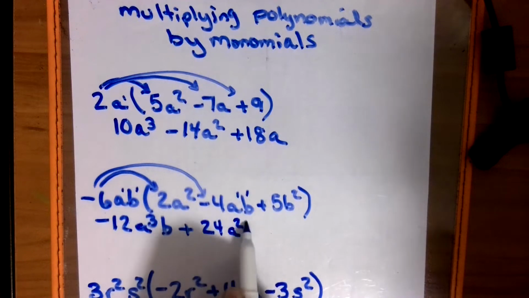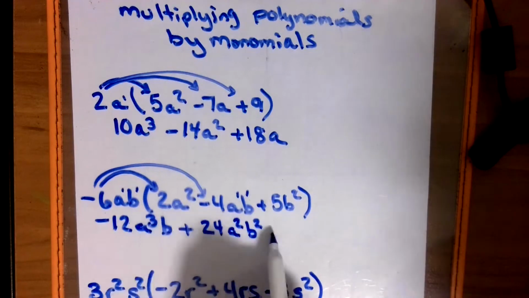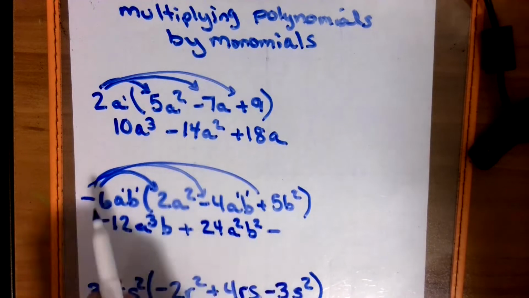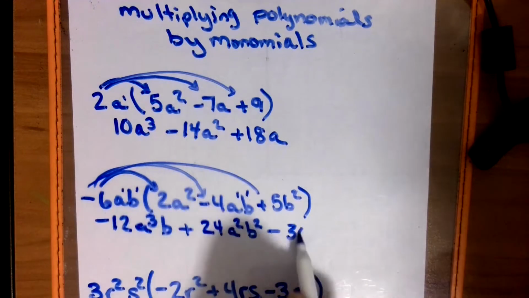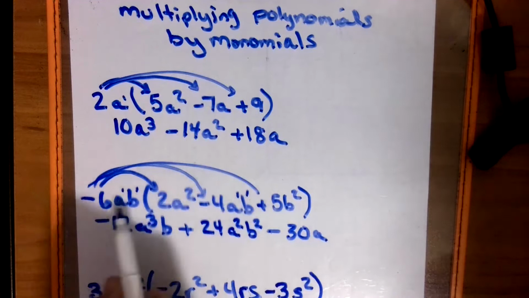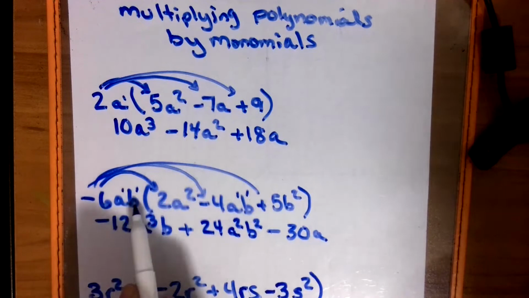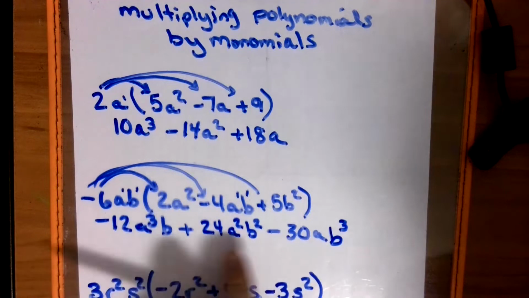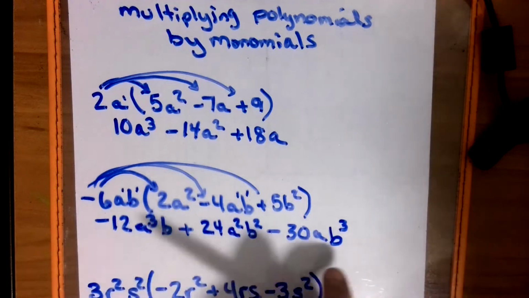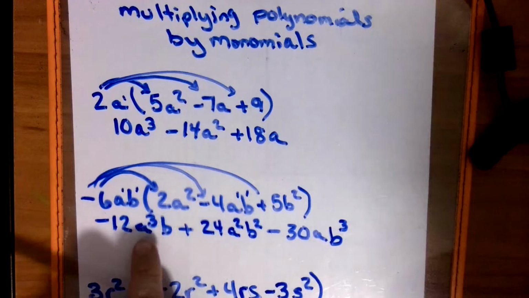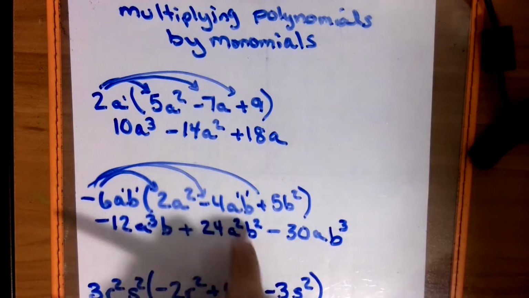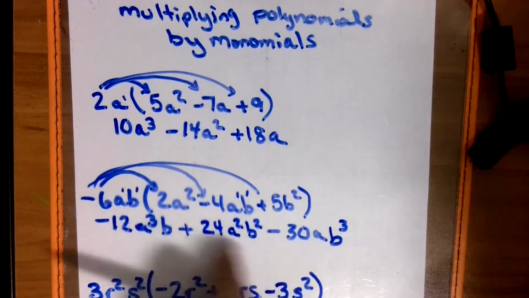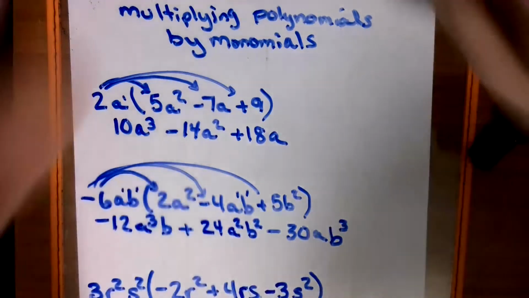A and an a make a squared, b and a b make b to the second. And then we have a negative times a positive, which holds a negative. 6 times 5 is 30. There's no a's on this, but there's still an a here. And we have a b1 and b2 there, which makes b to the third. Now we just check our terms. None of this can be put together because they all have different combos. See, this is an a cubed b, a squared b squared, a to the first b to the third, or b cubed. None of those have the same outcome, so we can't put them together.